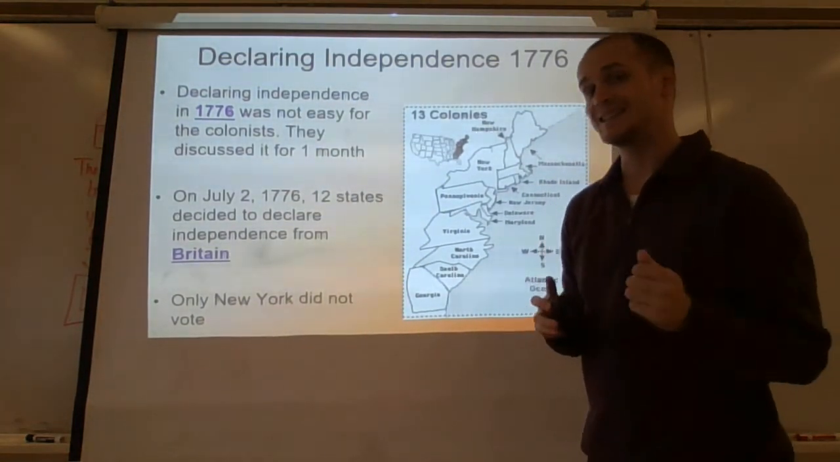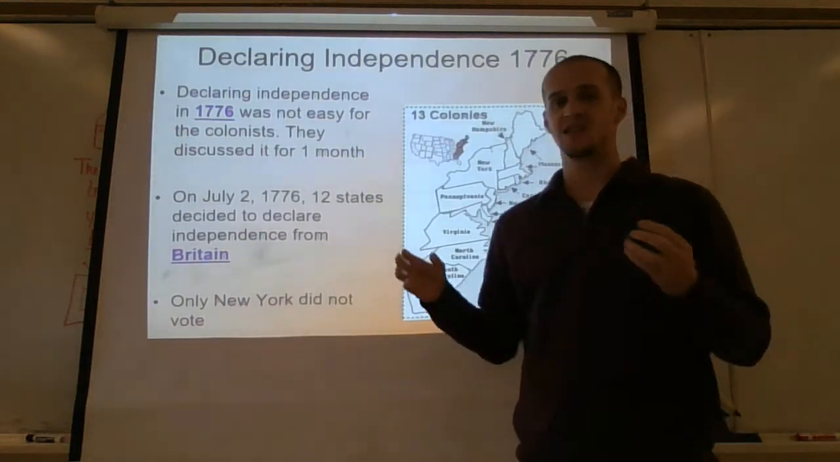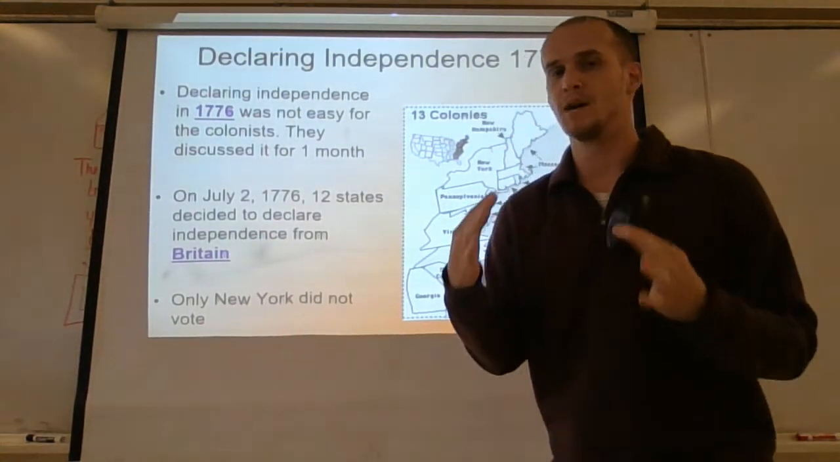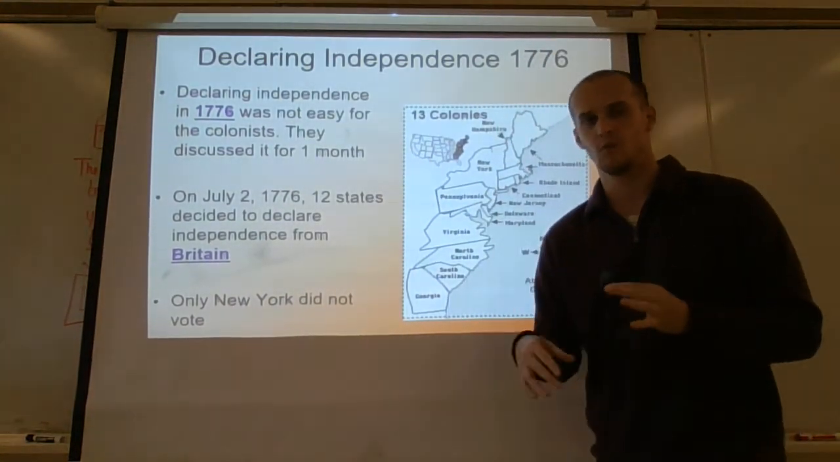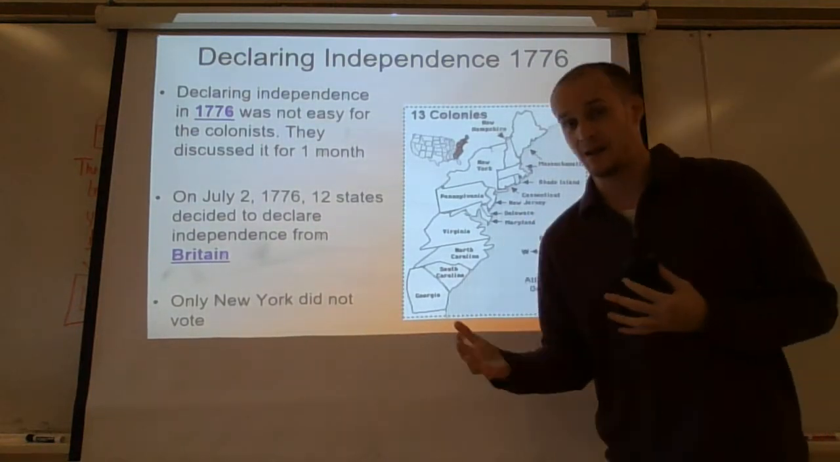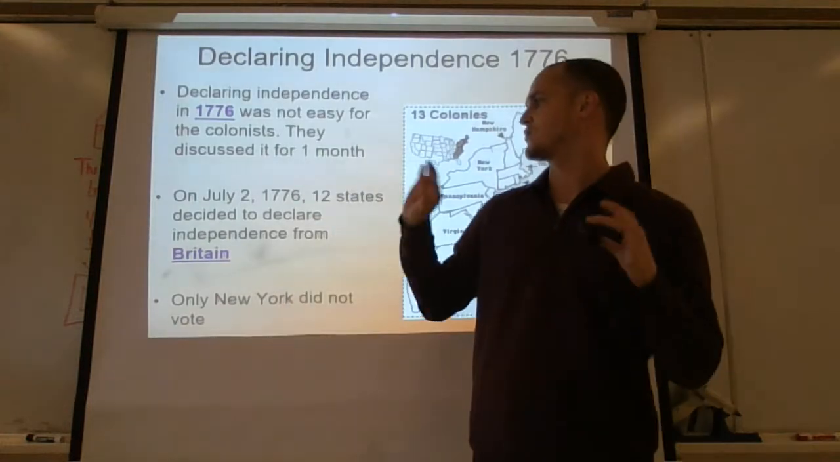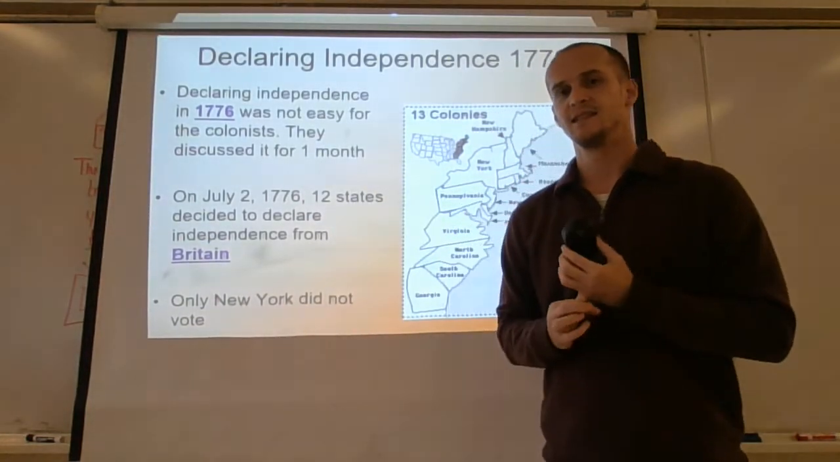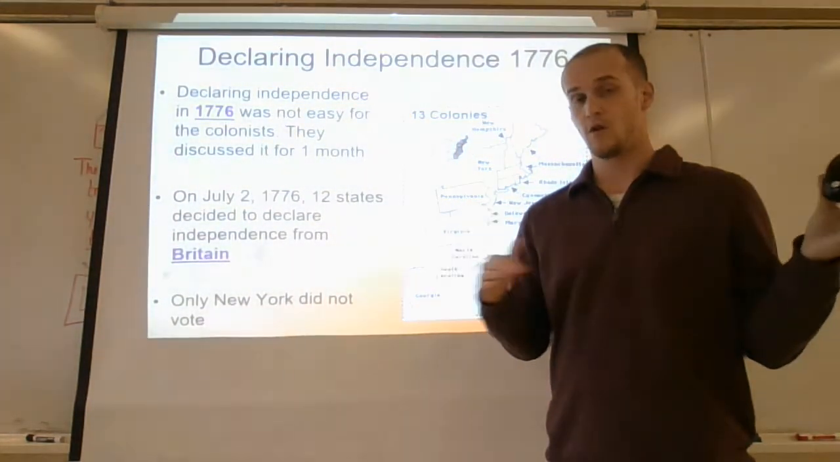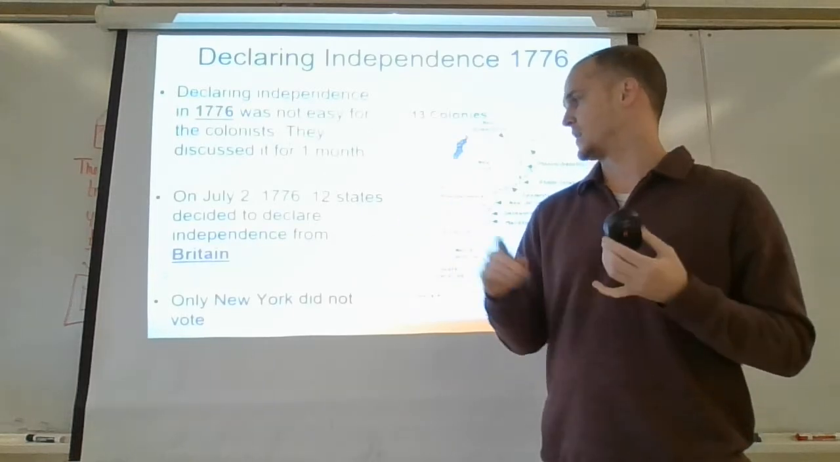This is not an easy decision for the colonists. They discuss it for a month. A month, they go back and forth on, is this really what we want? Is this the best idea? Can we be successful at this? Et cetera, et cetera. On July 2nd, 12 of the 13 states decide to vote for independence from Britain.